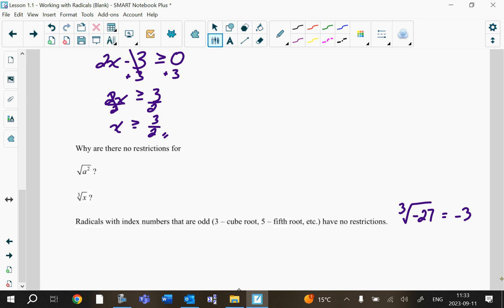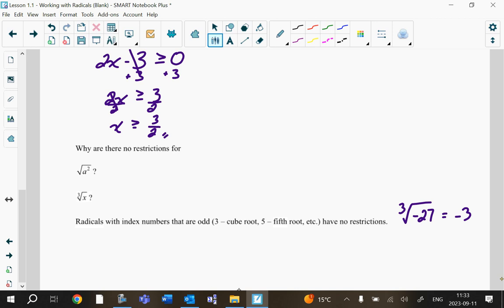For these ones, there's no restrictions. You can plug in anything you want. Why can't I plug anything I want into this one? If I plug 1 in, what's 1 squared? And then take the square root of 1. What do you get? Square root of 1. Thank you.